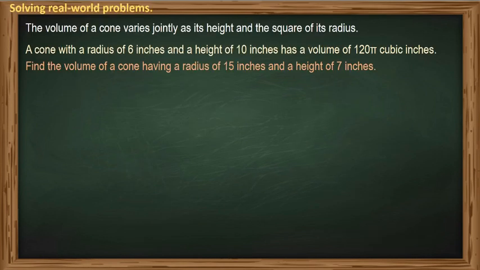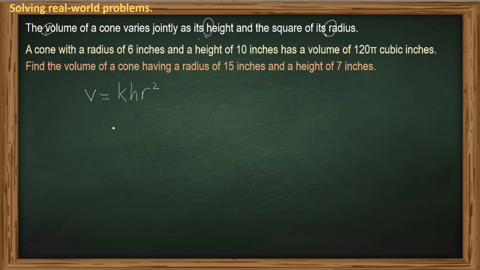Let's have a real world problem. Same process will be done. The volume of a cone varies jointly as its height and the square of its radius. So what we are going to do is we are going to use the initial of the variables. Okay, height and radius. Volume V. So we have the volume V of a cone varies jointly as its height h and the square of its radius r. That's it.